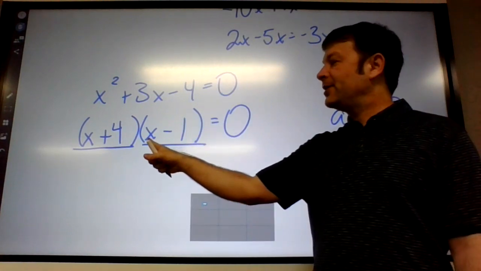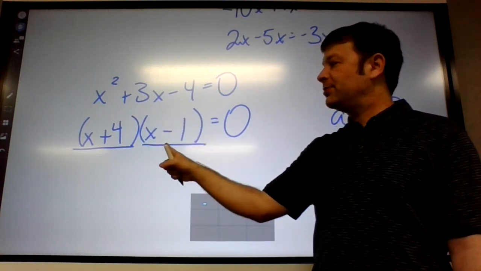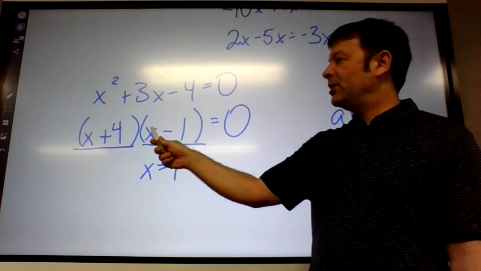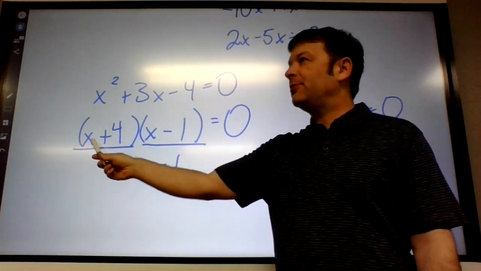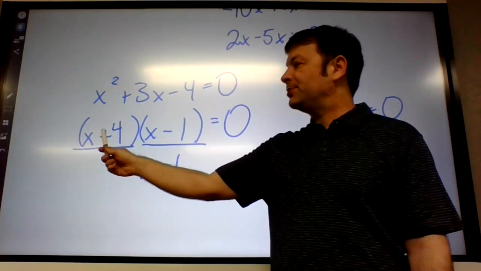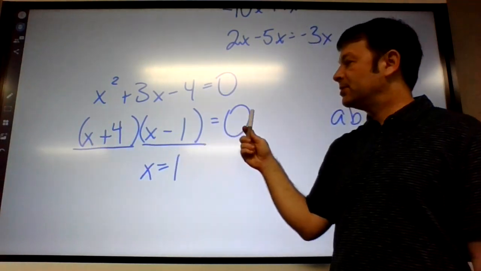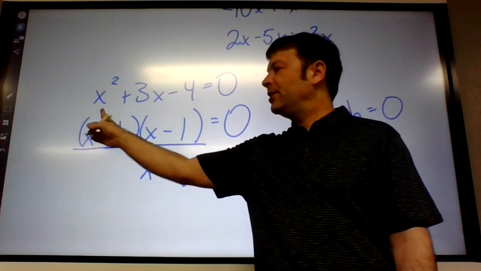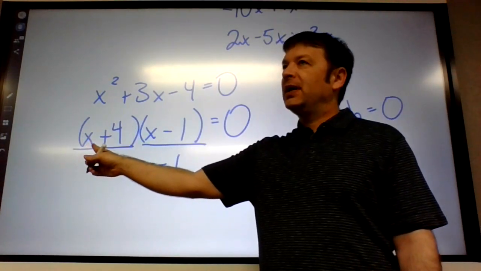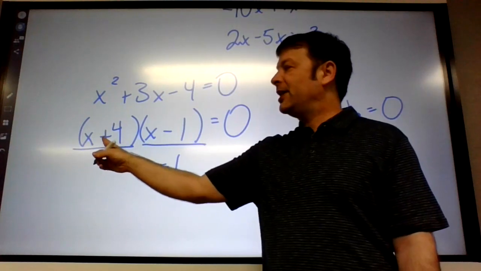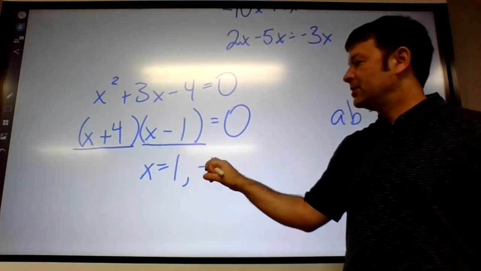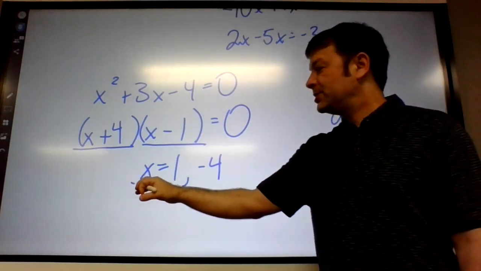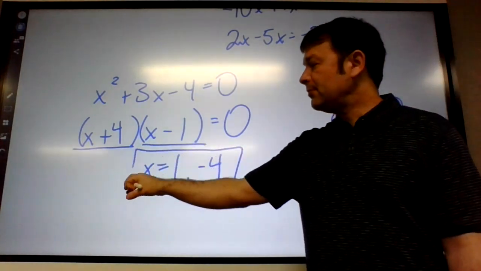So what x value would make this factor equal 0? 1. Now if I plugged in 1, this would equal 0, this would equal 5. Doesn't really matter what this one equals because 5 times 0 is 0. Okay, what x value could I plug in over here to make this equal 0? Negative 4. You just do the opposite. Negative 4 plus 4 is also 0. Now, there's two answers, which is usually how it's going to be.